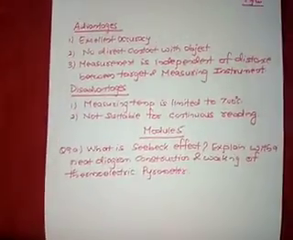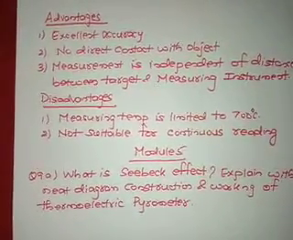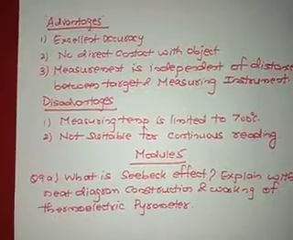It can measure the temperature only up to 700 degrees Celsius and it cannot be used for continuous reading. These are the disadvantages. Fine, students.